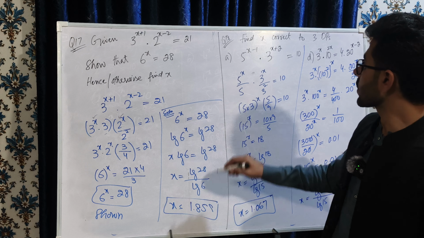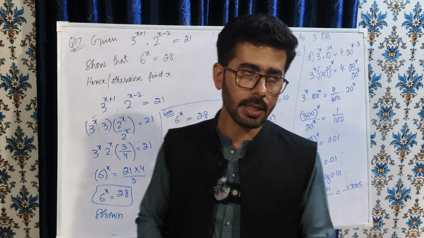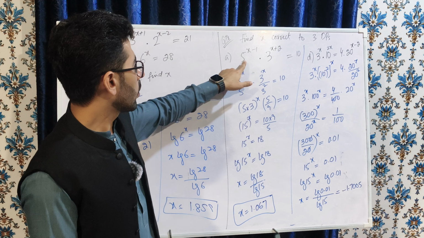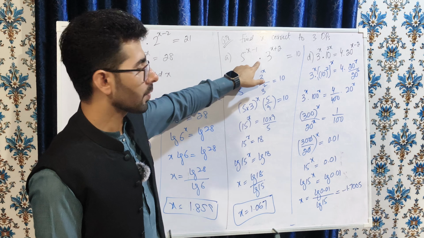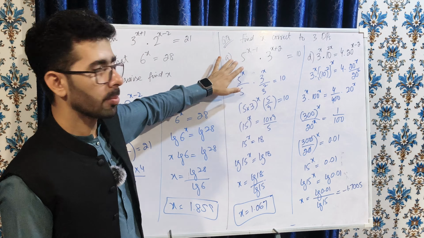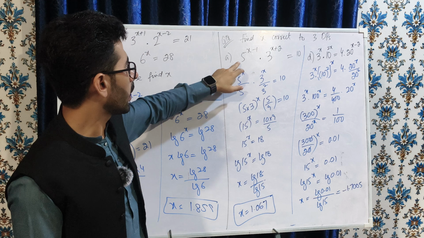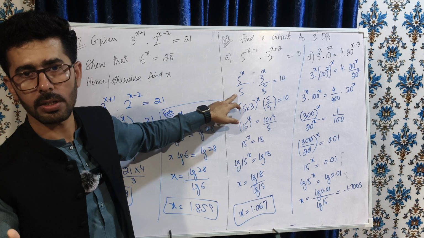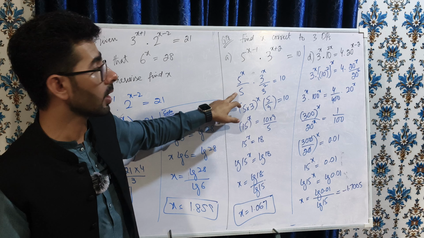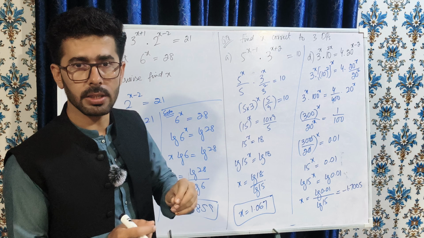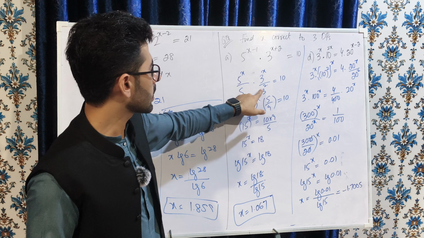In a similar way, in question number 18, they ask us to find the value of x correct to 3 decimal places. So the first part is 5 power x minus 1 times 3 power x plus 2 equals to 10. We break it into simpler terms. 5 power x minus 1 can be written as 5 power x divided by 5, the division property of the exponent, multiplied with 3 power x plus 2, which can be split into 3 power x times 3 power 2.